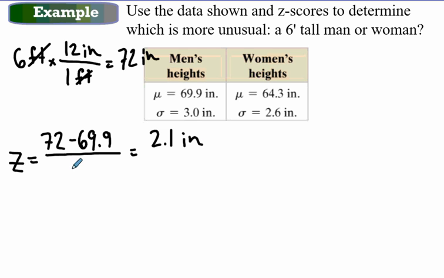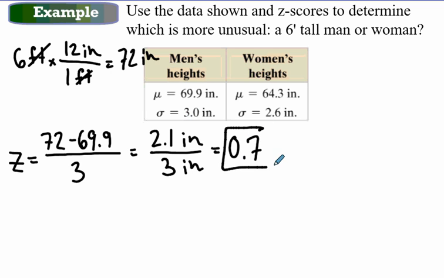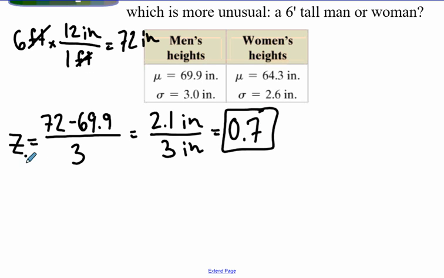Well, one standard deviation is 3 inches, so I need to divide this by 3. So if you notice, a 6-foot tall man is not even one standard deviation above the mean. It's 2.1 divided by 3, because I need to be 3 above the mean in order to be one standard deviation. I'm only 0.7 standard deviations above. Because this is positive, this is going to be above the average. So this is the z-score for men.